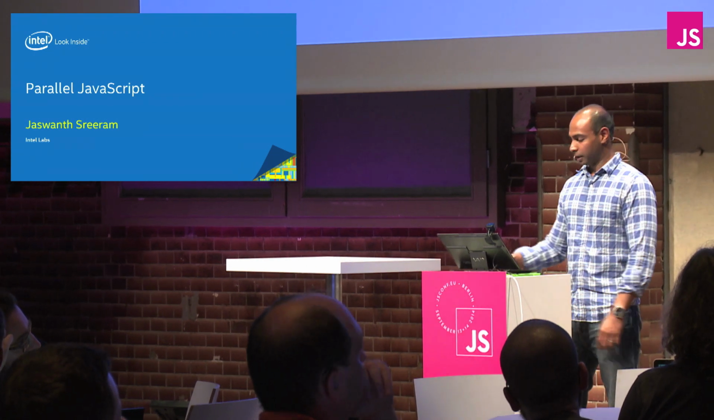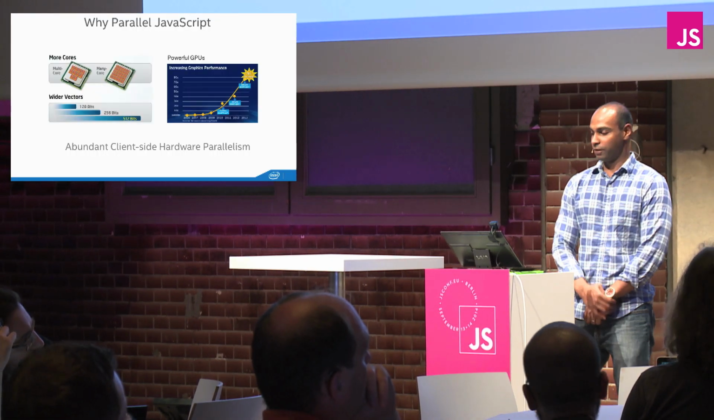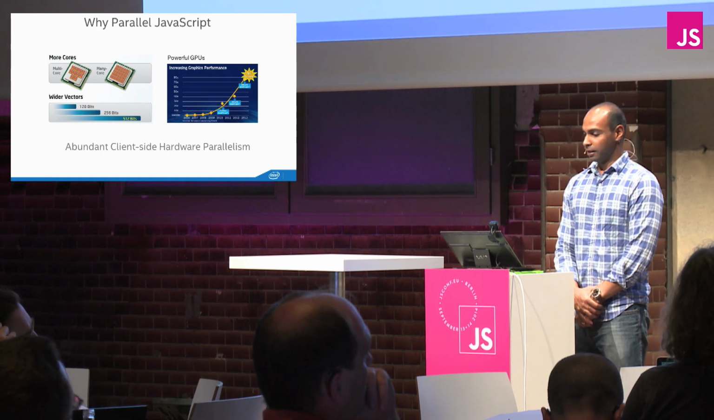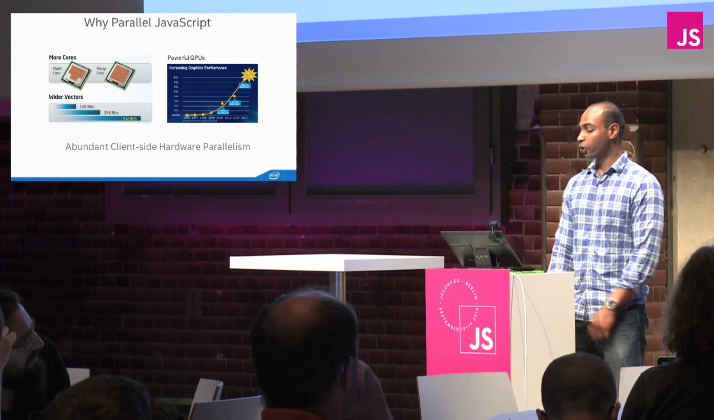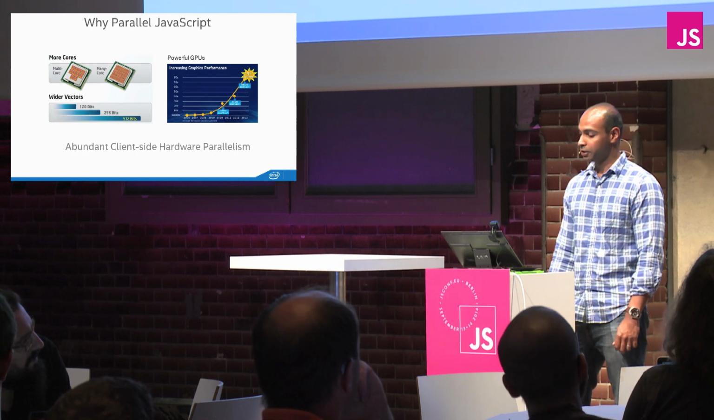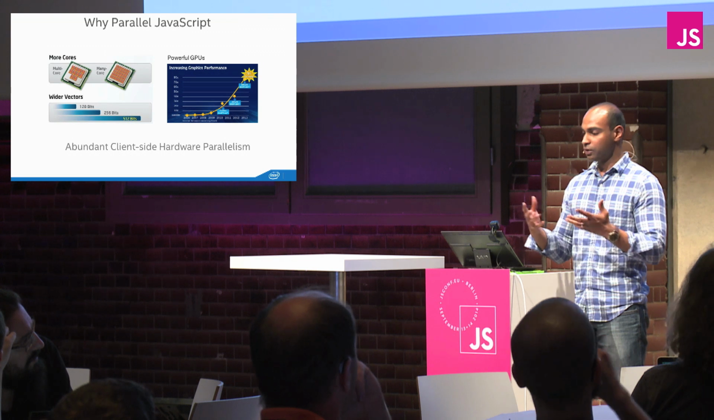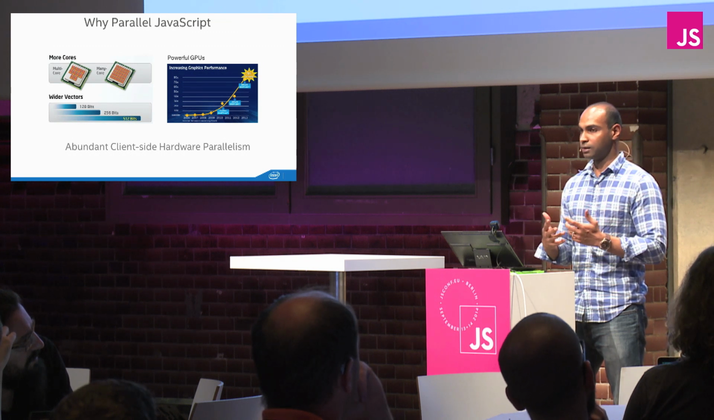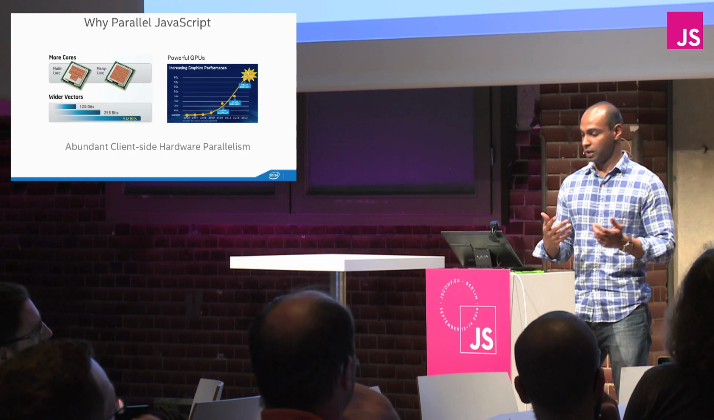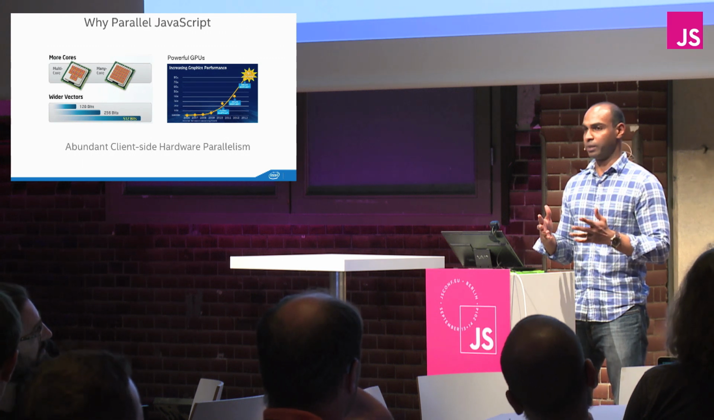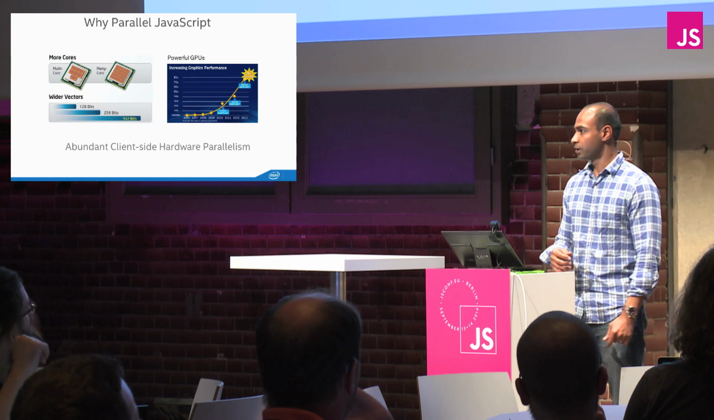Before I tell you more about it, why Parallel JavaScript? Well, simple. The hardware you have is getting more and more parallel. You have more and more cores on your processors. You have wider vector units. Your GPUs are increasing in performance rapidly. Since 2006, there's been a 75x increase in performance of Intel GPUs. And there's abundant client-side parallelism that JavaScript applications don't use today.